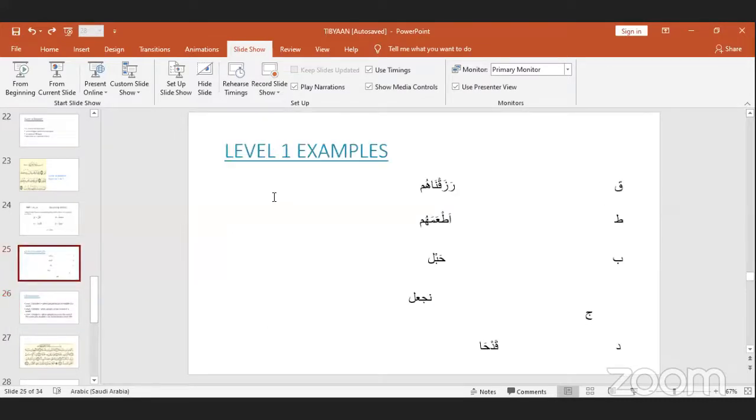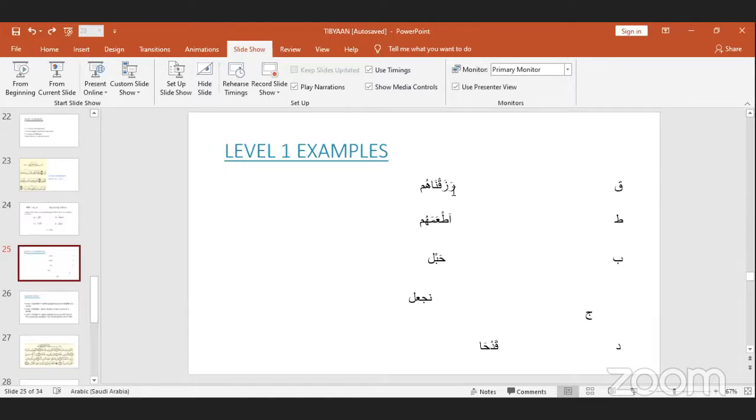So if you're looking at a level 1 example, for qaf, razaqnahum, I just said, الذين يؤمنون بالغيب ويقيمون الصلاة ومما رزقناهم. Razaqnahum. So it should not be so much, not that much, little. It's not razaqnahum with a big bounce. You should not do it like that. You should bounce in it. We learned it. Qaf is a bouncing letter. Qaf, ta, ba, jim, dal.